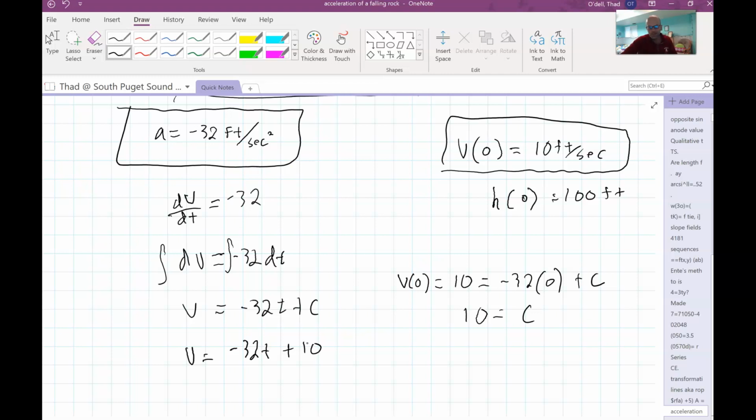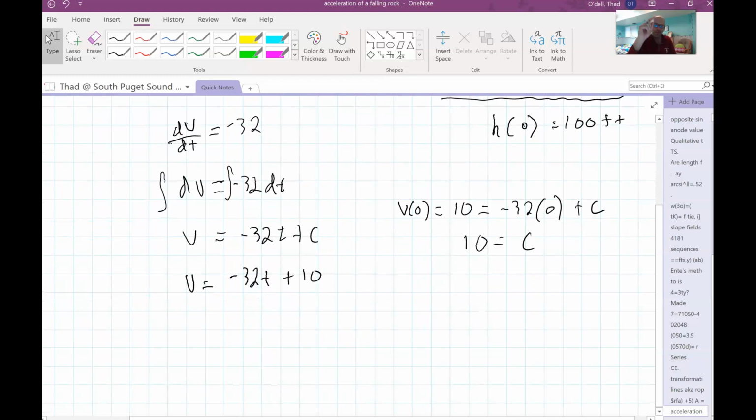It's a velocity equation. And since I'm looking for height, I realize that just like acceleration was the derivative of velocity, we know that velocity can be thought of as the derivative of height. Because if you take the change in height over a change in time, that would be how fast it's falling. So that's the velocity equation. I'm going to rewrite this as dh dt equals negative 32t plus 10.